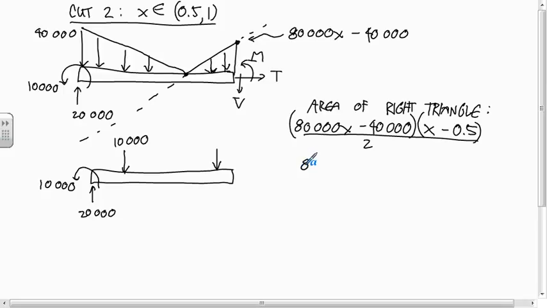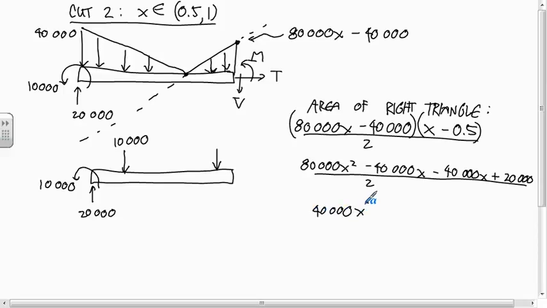So 80,000 x squared minus 40,000 x minus 40,000 x plus 20,000, all divided by 2. And so you get 40,000 x squared minus 40,000 x plus 10,000. And so this is 40,000 x squared minus 40,000 x plus 10,000.